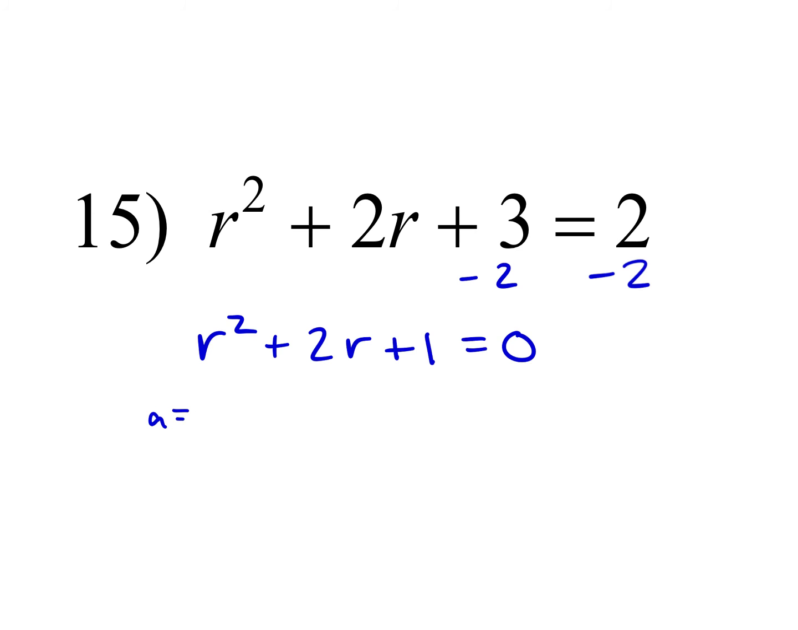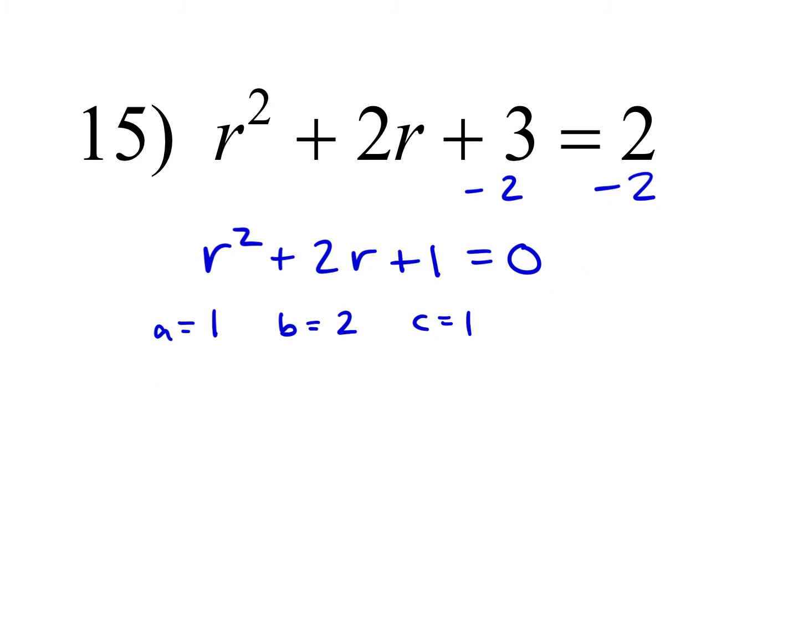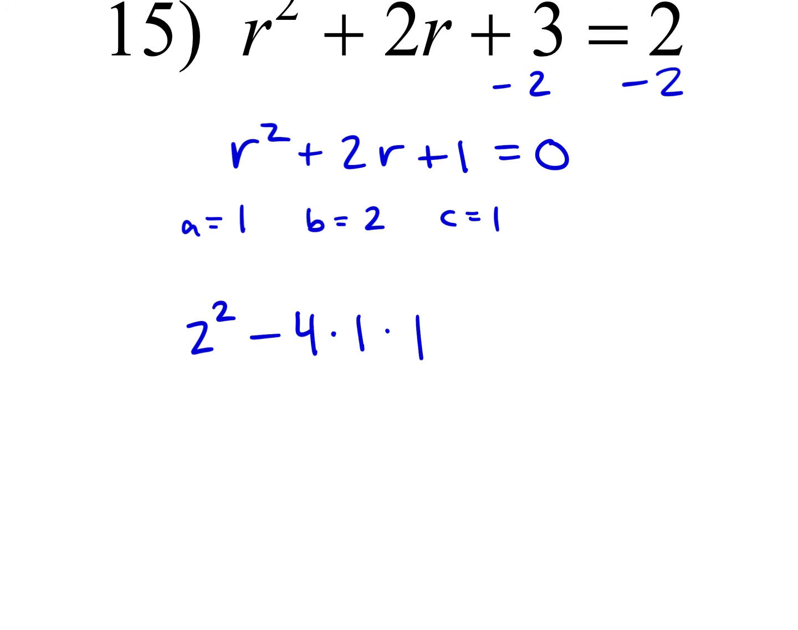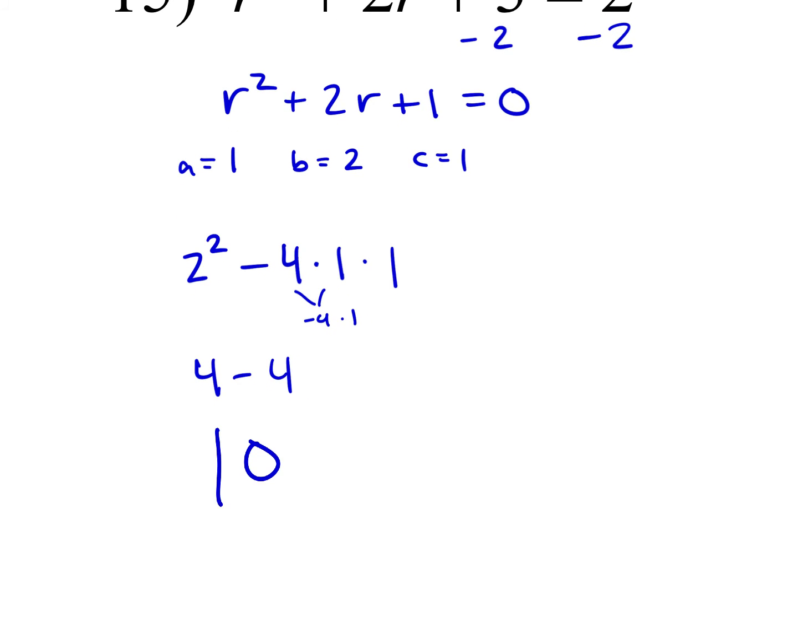So what's a? 1. What's b? And what's c? So let's plug it in. So I have b squared minus 4ac. So 2 squared minus 4 times 1 times 1. What's 2 squared? 4. And 4 minus, this would be -4 times 1, which would be -4. So 4 minus 4? 0. So 0 is my discriminant, and how many solutions do I have? 1 real solution.